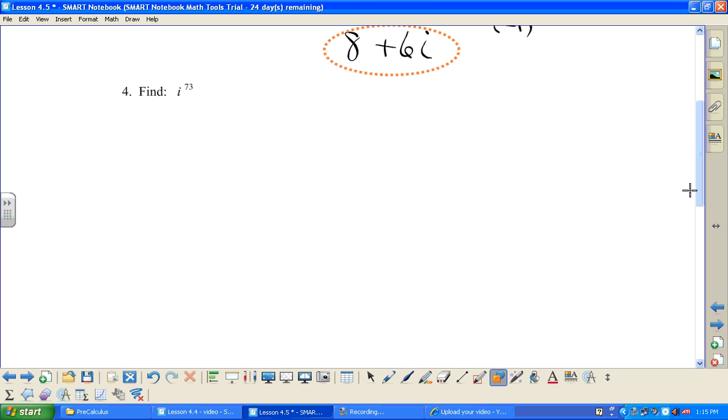And we're going to look at taking i raised to a power. And when you do i raised to a power, we want to do multiples of 4. So if I've got i to the 73rd, I want to find the multiple of 4 that's closest to 73. So when we think about multiples of 4, we got 4, 8, 12, 16, 20, and so on. And any time I have i to a multiple of 4 power, it's equal to 1.